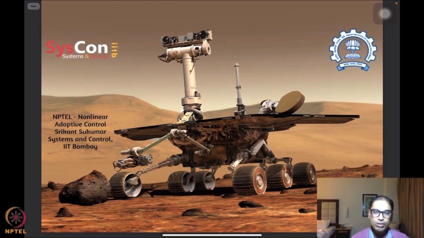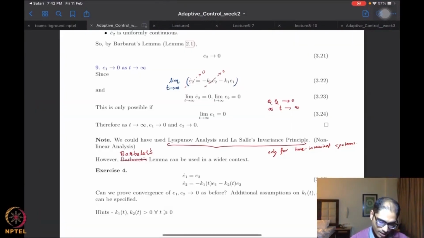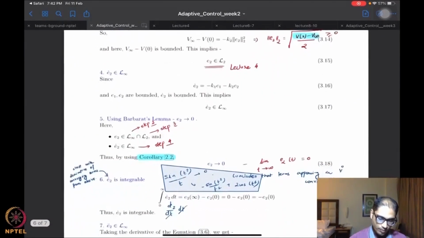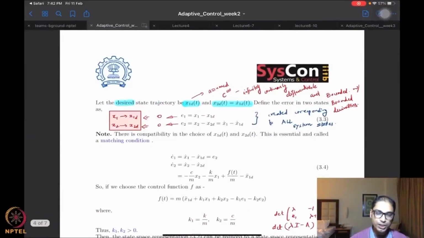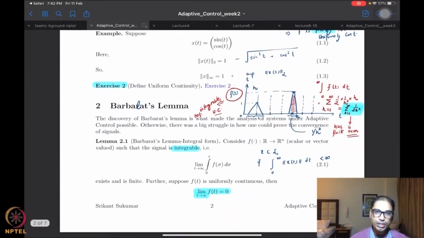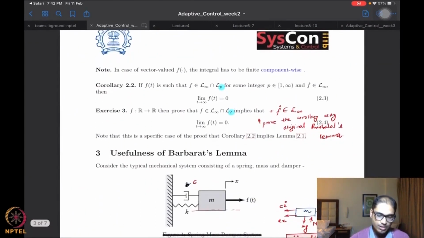So without any further delay, let me give you a little bit of recap on what we were doing until last time and what we plan to do now. Before today, we were talking about this notion of Barbalat's lemma. We gave two different versions of this lemma. We spoke about this integrability condition, and we also spoke about a corollary which is in terms of L infinity and Lp functions and so on and so forth.